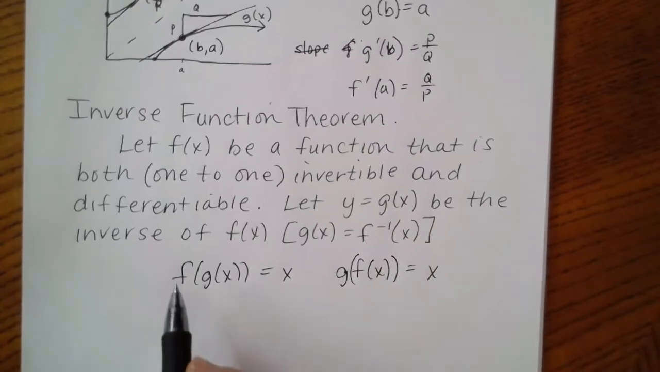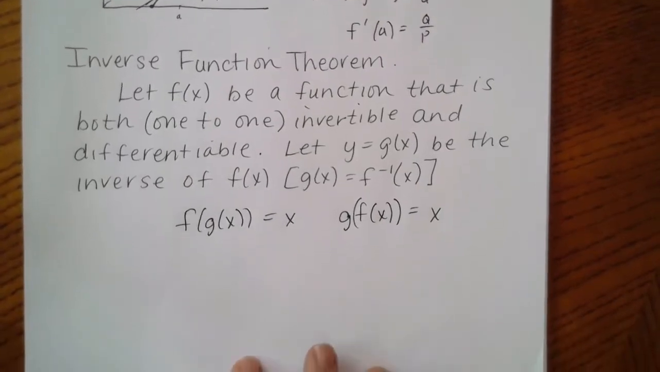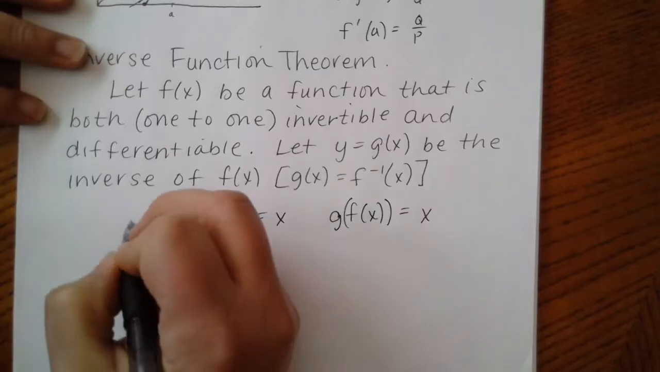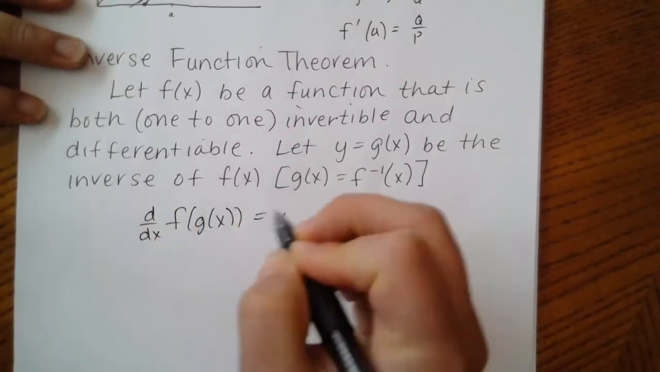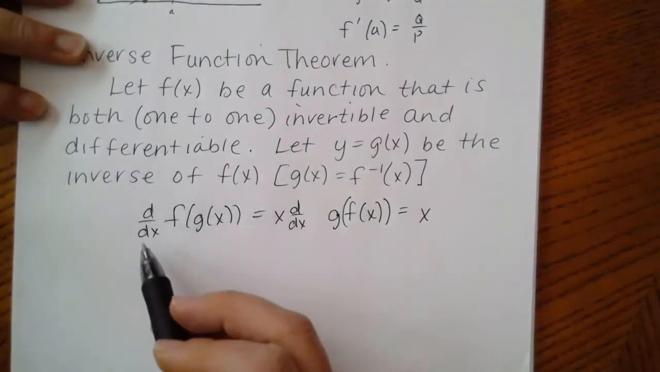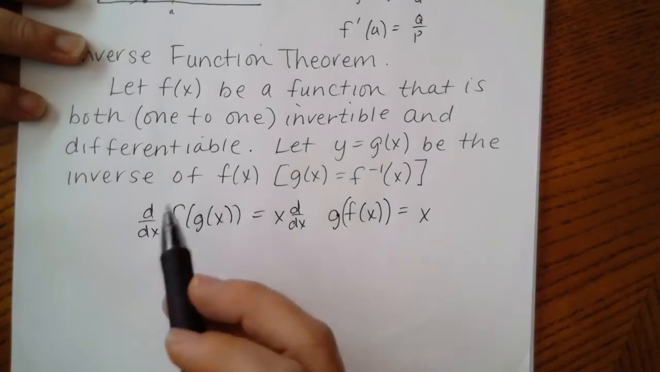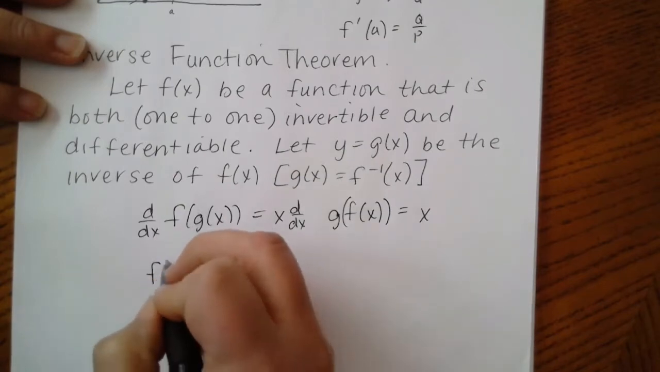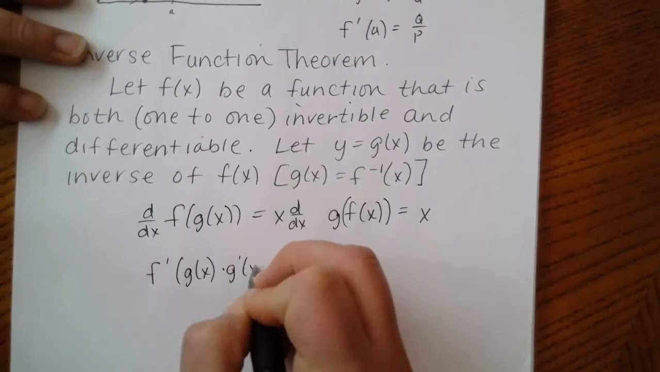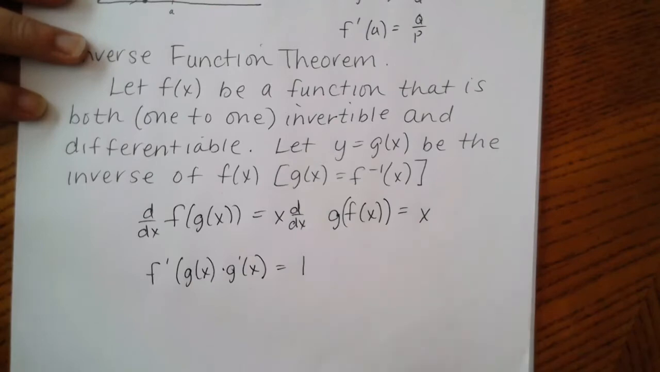Now I'm just going to choose this one over here, and we're going to take the derivative of both sides with respect to x. On this side, this is my Leibniz notation, the derivative with respect to x. Then on this side, this is literally the definition of the chain rule. So that would be f prime of g of x times g prime of x equals, and the derivative of x is just 1.